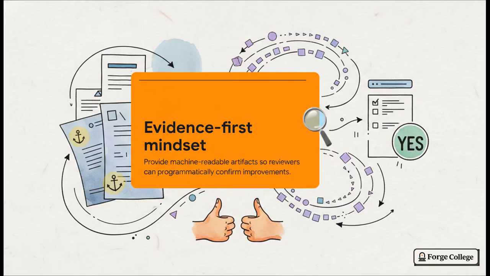And then the second rule is adopting an evidence-first mindset. See, we don't just promise people we fix the implementation steps, we mathematically prove it. Reviewers shouldn't have to go hunting around for your security anchors. By providing small, machine-readable artifacts, we let the reviewers programmatically confirm the improvements. We are making it as lazy and therefore as insanely easy as possible for them to approve our work.